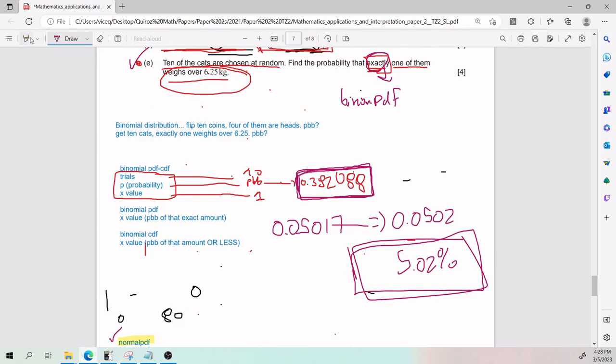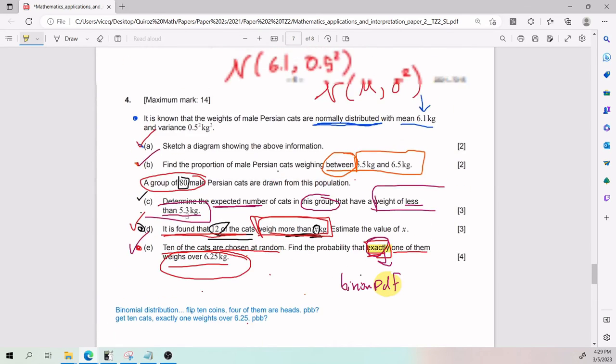See? The biggest buzzword that I noticed near the end is exactly. Okay, exactly is a very big hint for knowing that it's PDF. Remember the difference between PDF and CDF. Yeah, that is number 4.